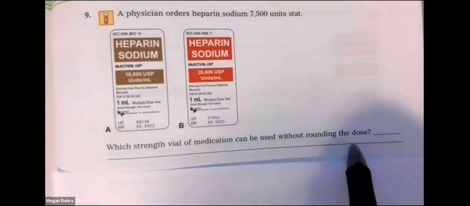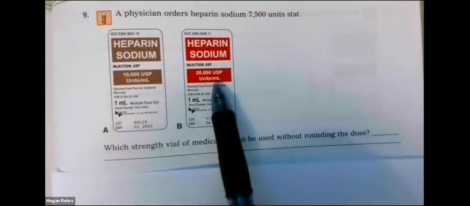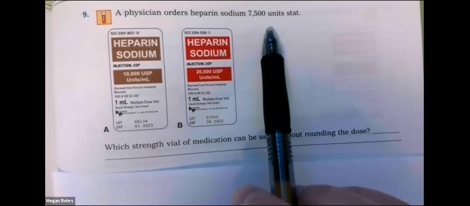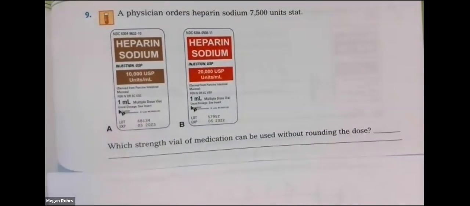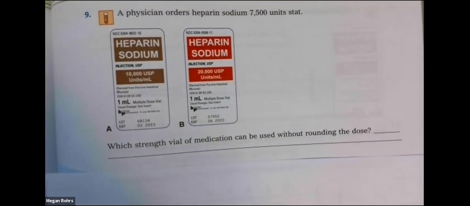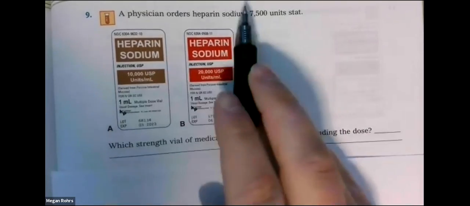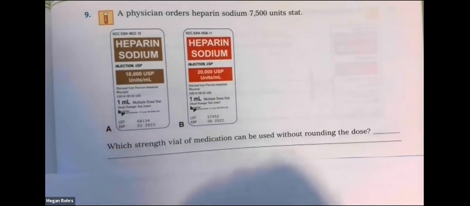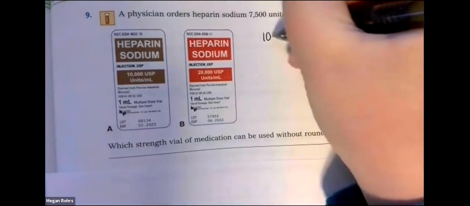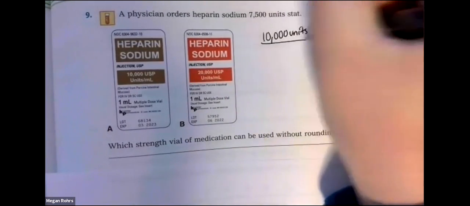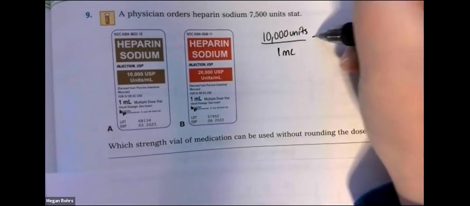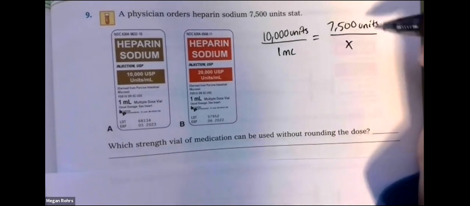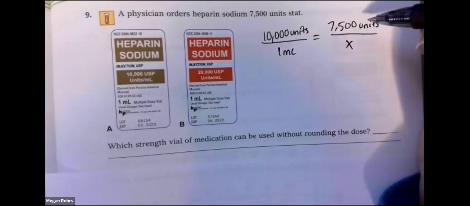Well, the first thing we're going to have to do is figure out what volume we could draw out of each of these to give us our 7,500 units. So just as in any other calculation, we always set the strength of our drug equal to the dose. So let's start with this 10,000 unit per mil. So we have 10,000 units in every 1 milliliter, and we need 7,500 units. So we're going to solve for the volume that should give us that amount.